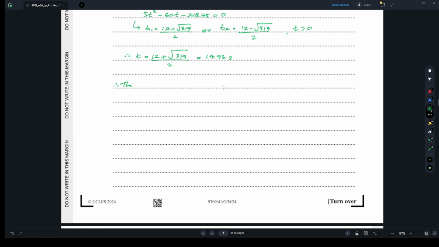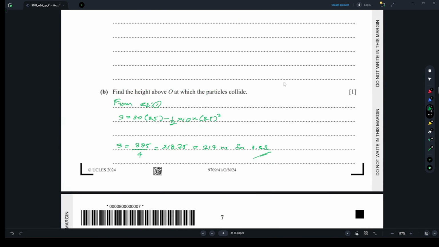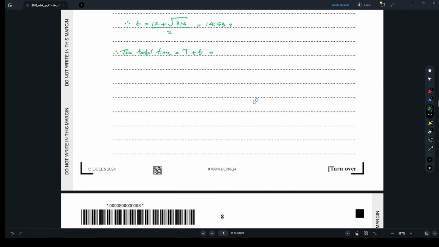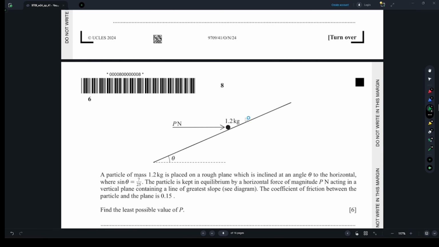Then we can write, therefore, the total time. So the total time is, we can say, t plus capital T. That means moving from O to the collision point, capital T, and then coming back. So it was 3.5 plus 14.93. So we will receive 18.43. And so for 3 significant figures, it's 18.4 seconds. Okay, done.